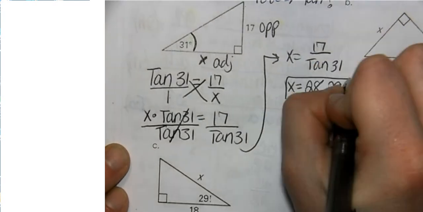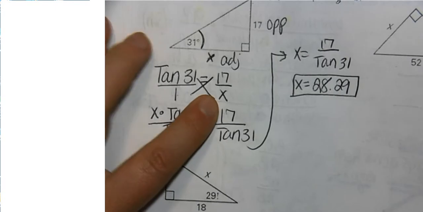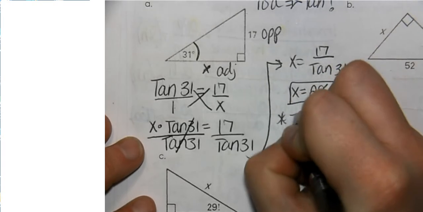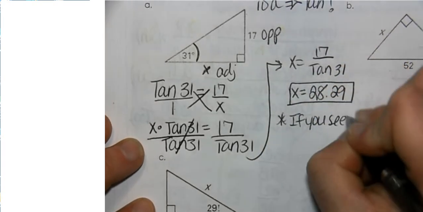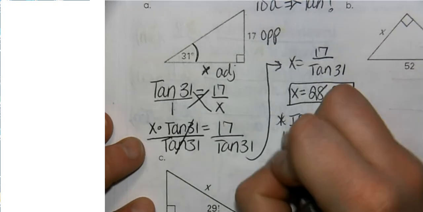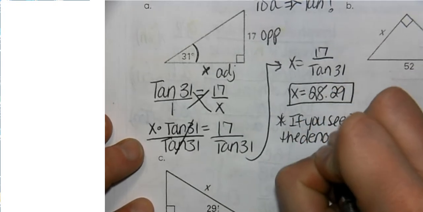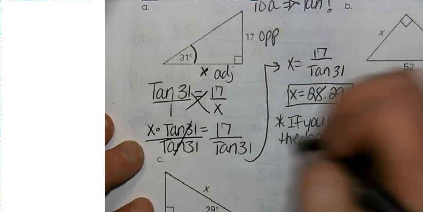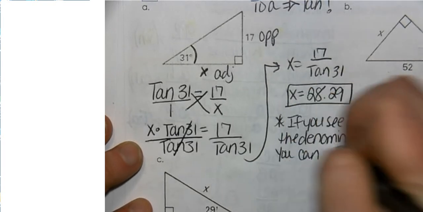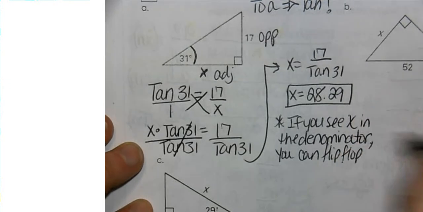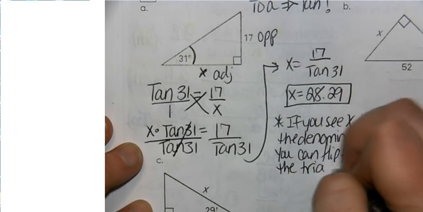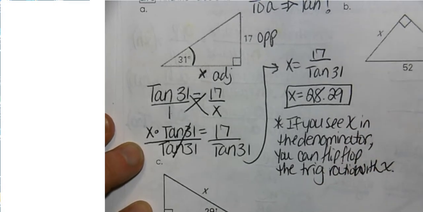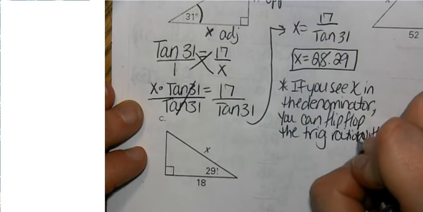Cool. There exists a shortcut that I want you to be aware of whenever a variable is in the denominator. So if you see the variable or x in the denominator, what you can do is you can flip-flop the trig ratio with x.